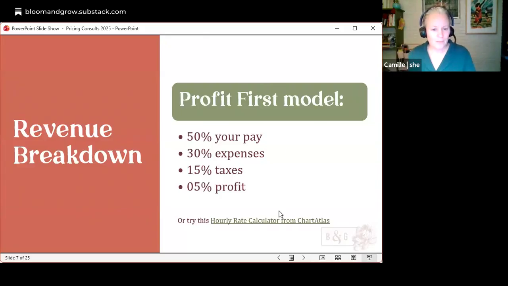There's also, I found this hourly rate calculator from Chart Atlas. Again, it's linked here. It's not super precise, but you can put in how much you would like to make per year, how much your expenses are, and how many hours you want to see clients. Then it factors in your tax rate and says this is how much you need to charge hourly. So you can go that direction too.